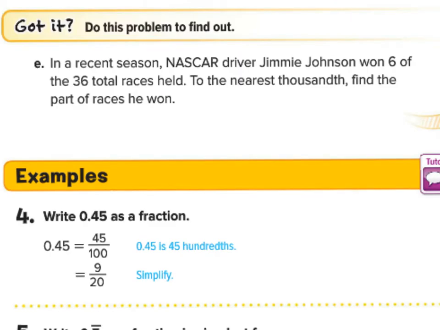Now let's try this in a real world example. In a recent season, NASCAR driver Jimmy Johnson won 6 of the 36 total races held. To the nearest thousandth, find the part of races he won. So, write this as a decimal, correct? They're asking for a decimal. Thousandth, it's a decimal. So it looks like we have 6 out of 36, correct? We have 6 out of 36.